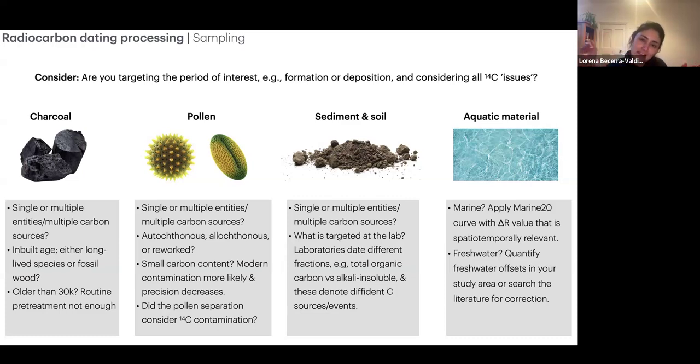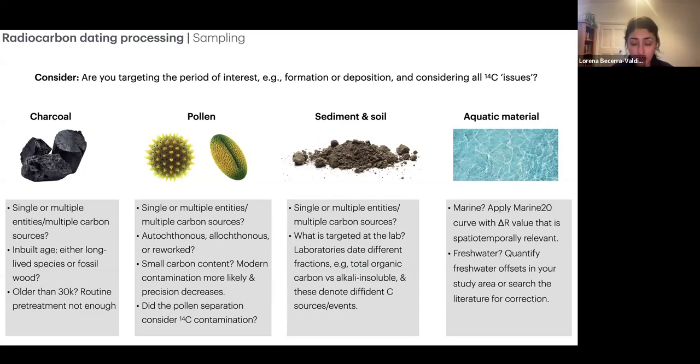From the fast bit I went through, or if you watched the colleague from Penn State, his talk as well. So when you're looking at charcoal, make sure that you're dating single entities, so you're not dating multiple charcoal bits, because then you're averaging different carbon sources. Think about inbuilt age, right? So you want to make sure you do species ID, so you identify the species, make sure that it's not something that lived for a very long time, and you're targeting the pith of the tree. And then for anything older than 30K, for example, for charcoal, routine pretreatment is not enough.